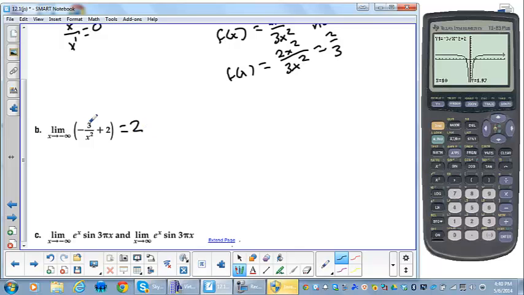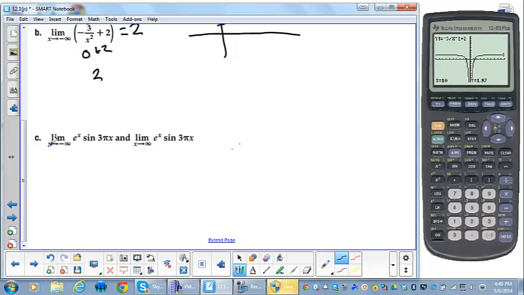And the reason is this piece right here, if we take the limit of just this piece, this is equal to 0, and the limit of just 2, well, think about the function 2. It's a horizontal line. And the limit of this one, as x approaches infinity, is just going to be 2. So this piece is 2, therefore the entire limit is 2.